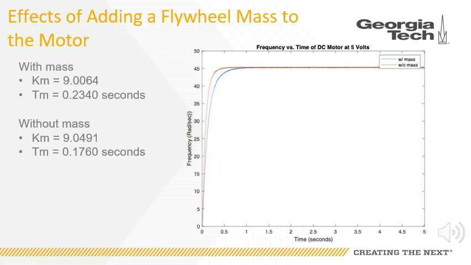On the other hand, when a mass is added to the motor, the settling time increases by 0.58 seconds, which is expected because the settling time is dependent on the mass moment of inertia of the rotating components.